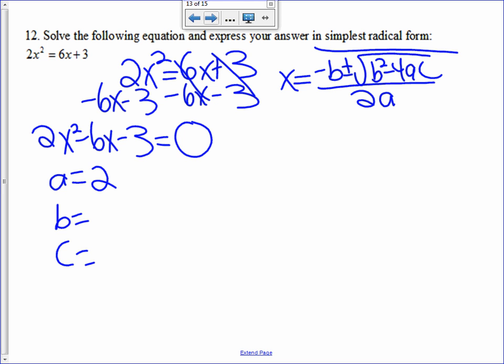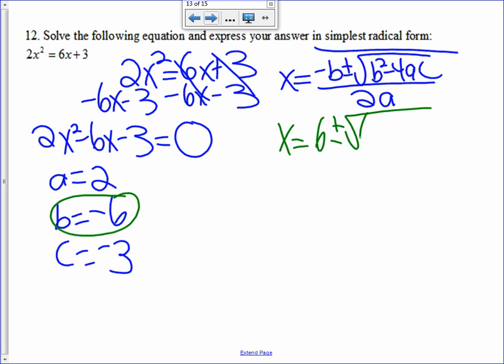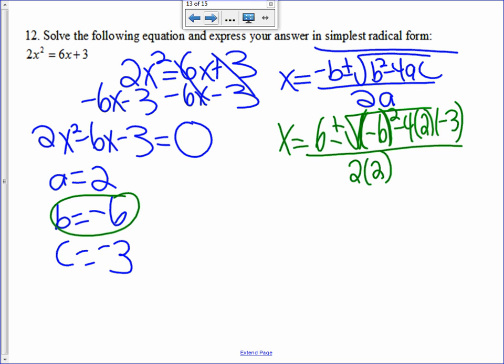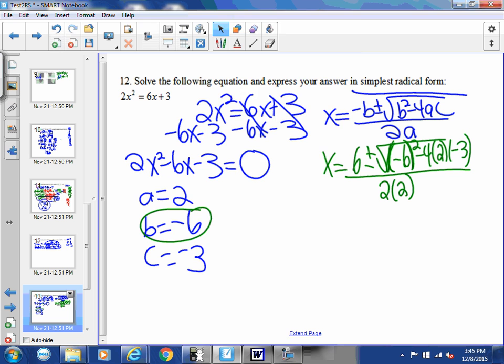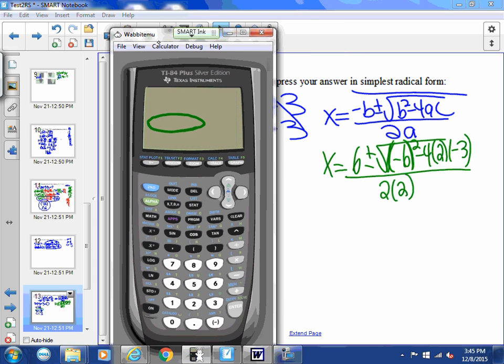A is 2, B is negative 6, C is negative 3. So, negative B: if B is negative 6, negative B is positive 6, plus or minus radical, negative 6 squared minus 4 times 2 times negative 3. If you did not put B in parentheses, you will get it wrong. So make sure you put it in parentheses. All over 2A.